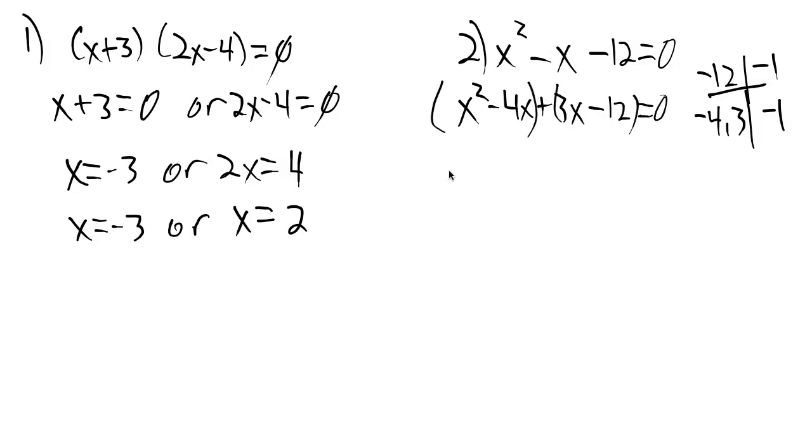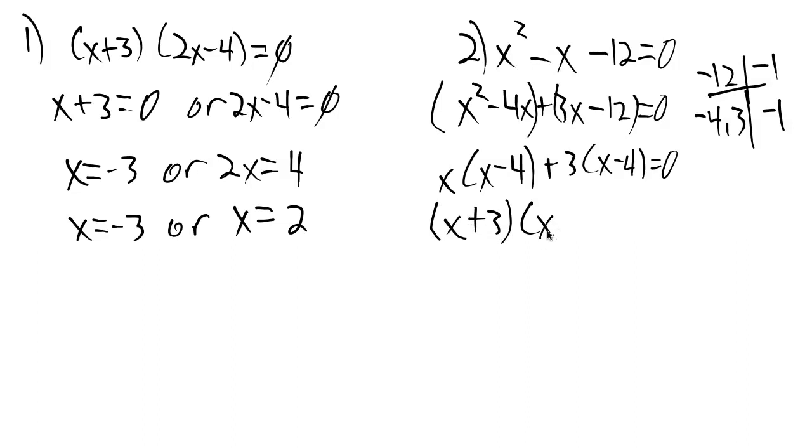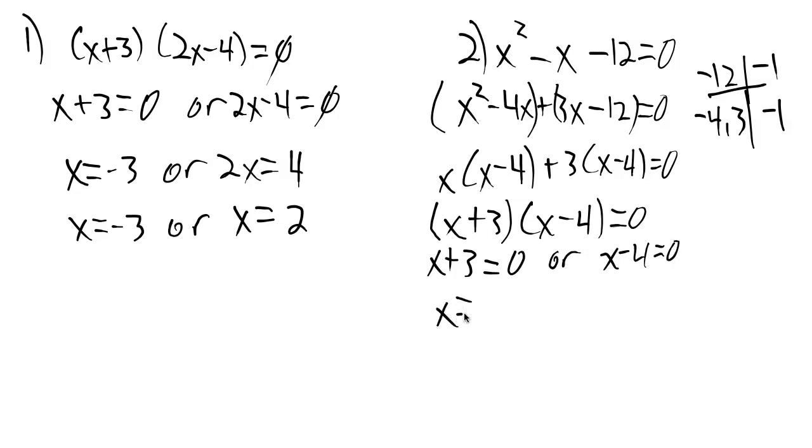And factor that. Pull out an x, we're left with x minus 4. Pull out a 3, we're left with x minus 4. Our two terms on the inside are the same, so we're all good. We get (x minus 4)(x plus 3) is equal to 0, and then we split this up and solve. So we get x is equal to minus 3, or x is equal to 4.